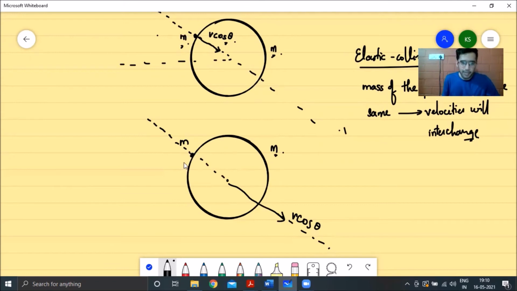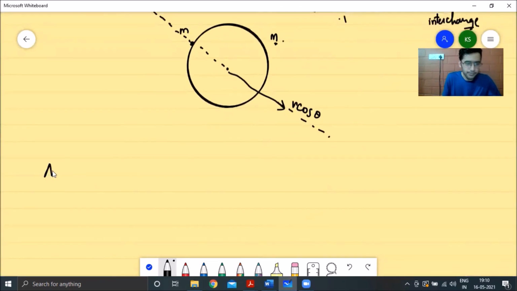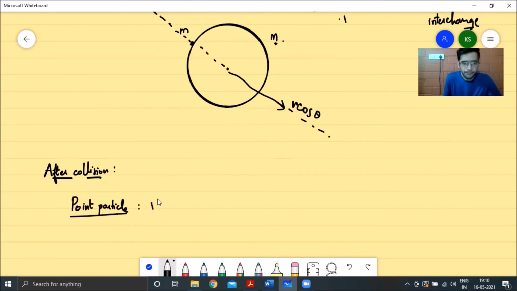So after collision, the particle will come to rest along this direction. Its parallel component of velocity will be 0, whereas the sphere will now gain a parallel component of velocity, which was the velocity the particle had along that direction initially, right? So finally, after collision, what's the parallel component of velocity for the point particle? It will be equal to 0, whereas for the sphere, the parallel component of velocity will be equal to v cos theta.